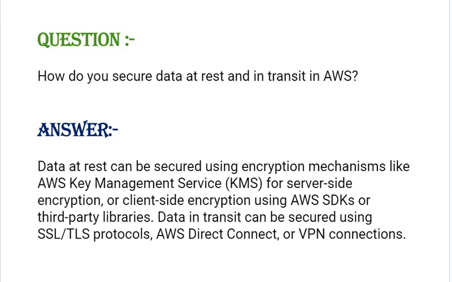Our next interview question is, how do you secure data at rest and in transit in AWS? Your answer should be: data at rest can be secured using encryption mechanisms like AWS Key Management Service, KMS, for server-side encryption, or client-side encryption using AWS SDKs or third-party libraries. Data in transit can be secured using SSL/TLS protocols, AWS Direct Connect, or VPN connections.